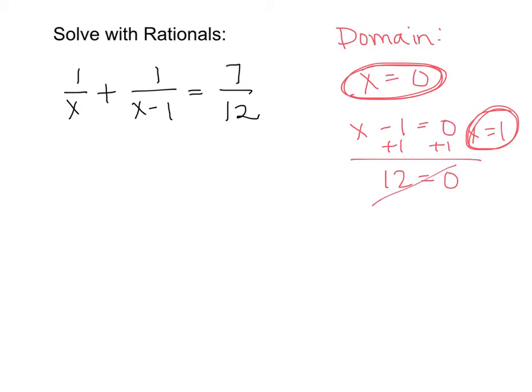Now for 12 equals 0, that's just kind of null and void. We know that 12 doesn't equal 0. That's not even an equation. There's not even an x to solve for, so we can throw that out. So we want to check our domain first. We can't have a 0 and we can't have a 1.